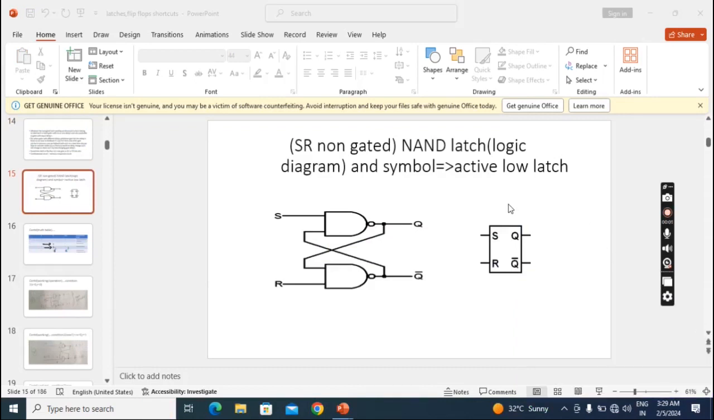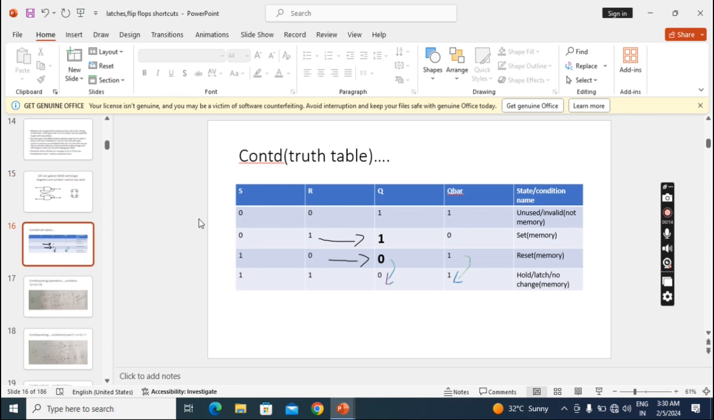In this lecture we will discuss active low latch and active high latch. The non-gated NAND latch is called an active low latch because if we observe the truth table of this latch, it is invalid or unused when the inputs S and R are equal to 0 0. It means when S and R are low, it is in an invalid condition.